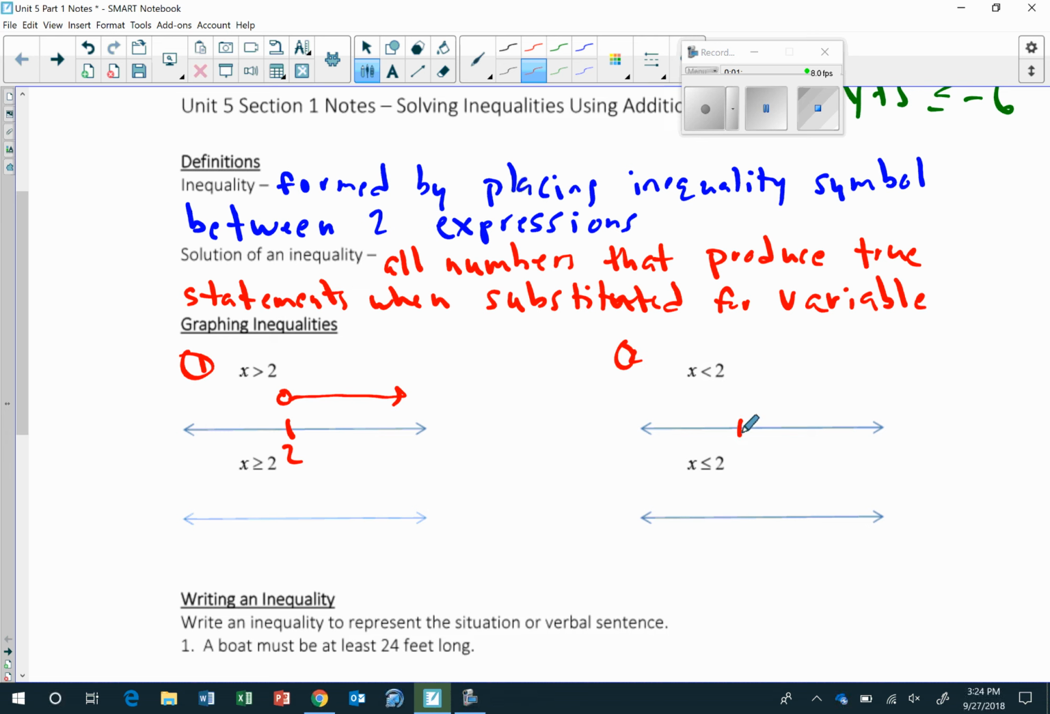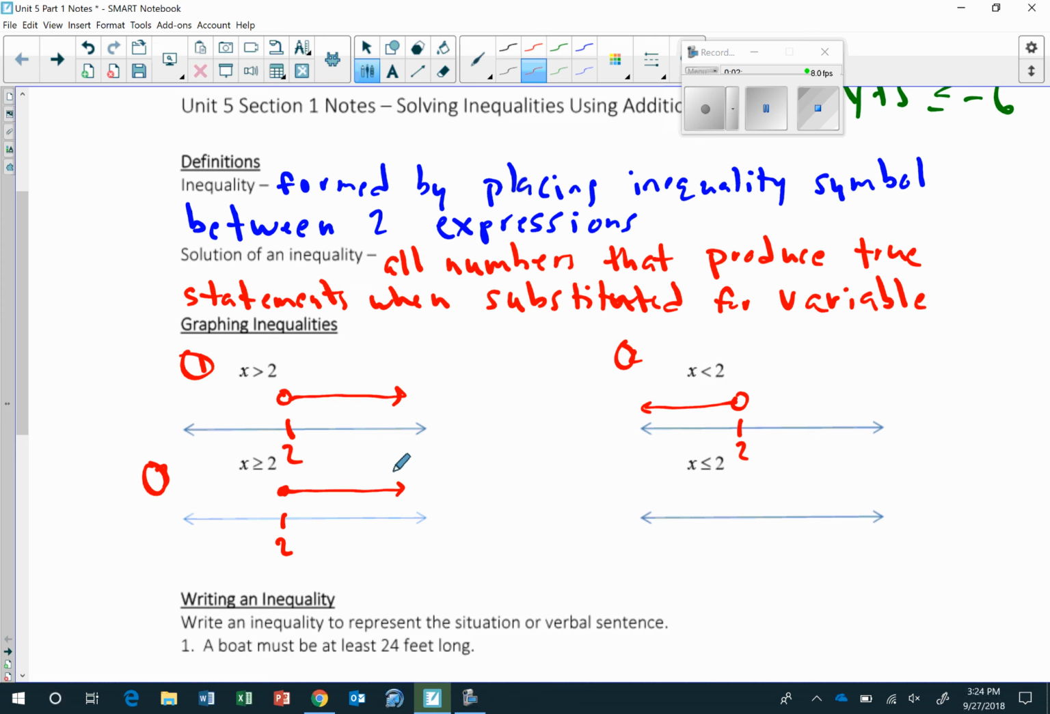Going over to the right, we have x is less than 2. So again, I would put 2 on my number line. I'd have an open circle. And now that it's less than, I would go to the left, because my less than numbers, my lower numbers, are to the left on the number line. Example number 3 says x is greater than or equal to 2. So the difference here is that now my circle is going to be filled in. Greater than means I'm going to the right.